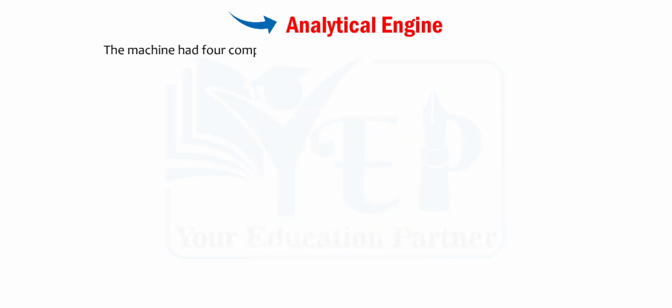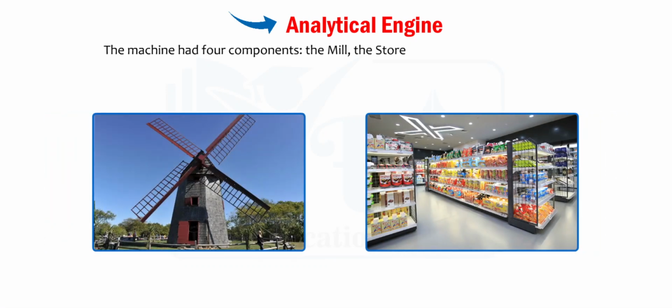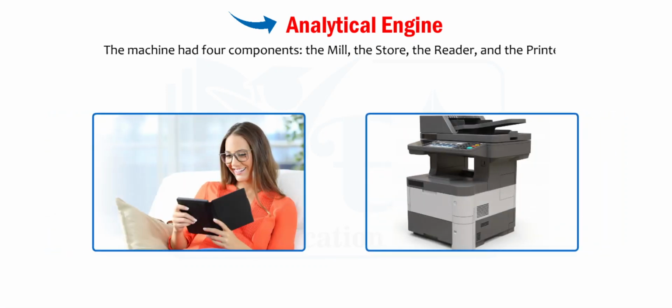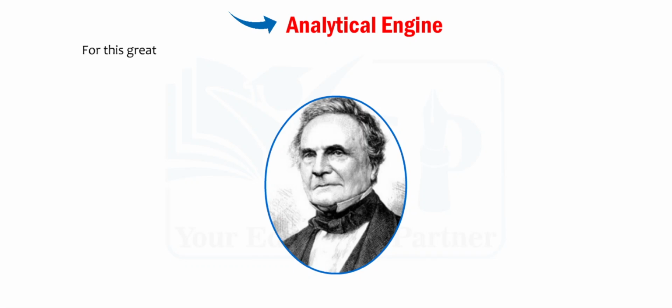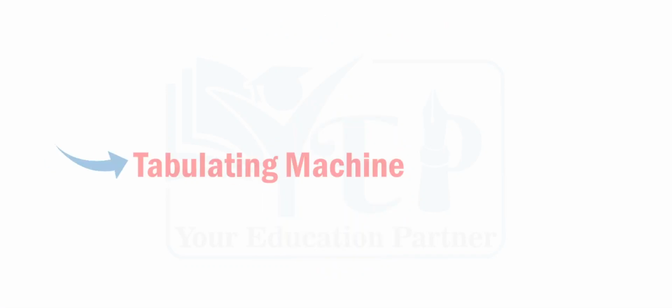The machine had four components: the mill, the store, the reader, and the printer. These components are the essential components of every computer even today. For this great invention, Sir Charles Babbage is also known as the father of the computer.